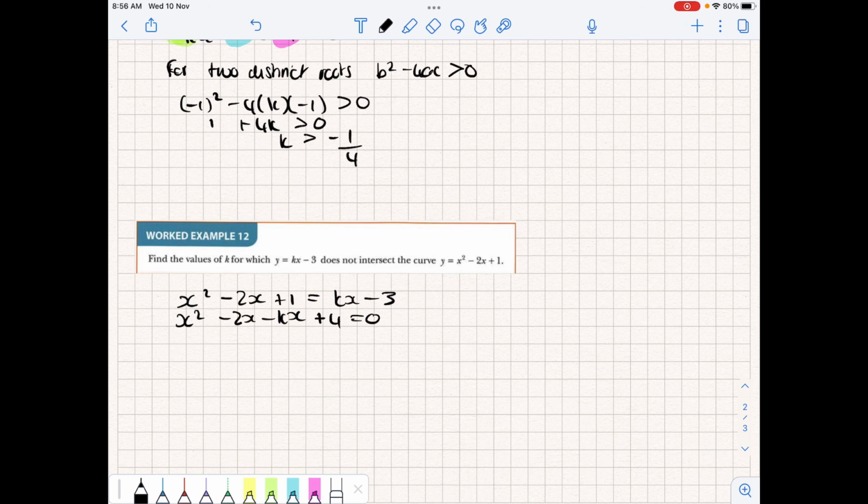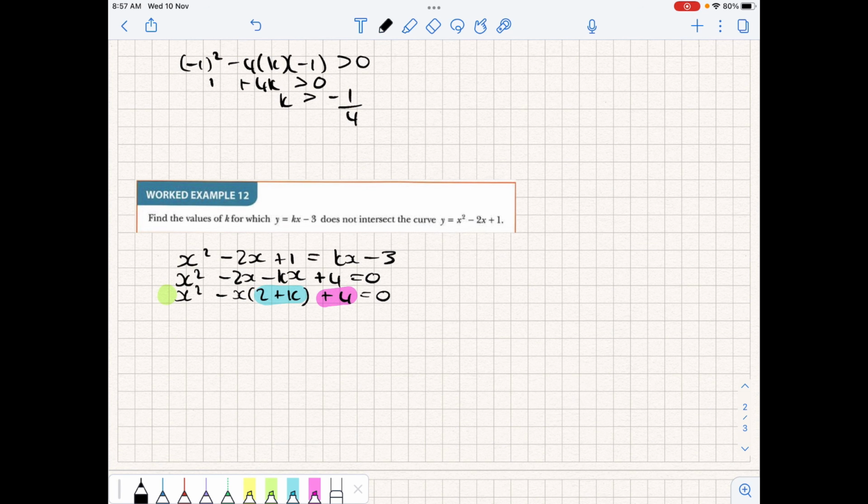I'm going to factor out the x so I can get my b term, so minus x times (2 plus k), plus 4 equal to 0. Here I have my a, there's my b, and there's my c. And this time we can say, well, we want for no roots, we know b squared minus 4ac must be less than 0. If it's less than 0, it'll be negative, and we can't work with the square root of negative numbers yet. There will be no real solutions.